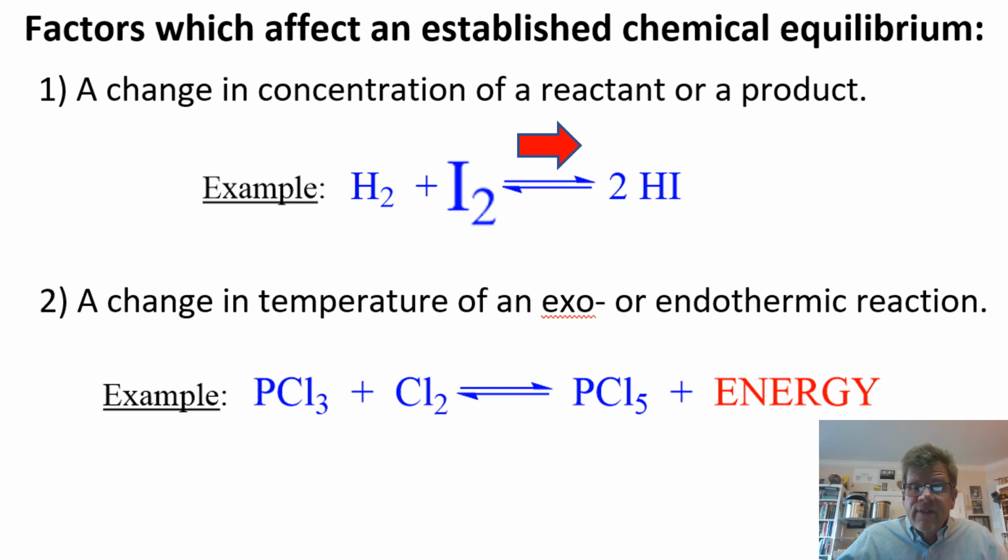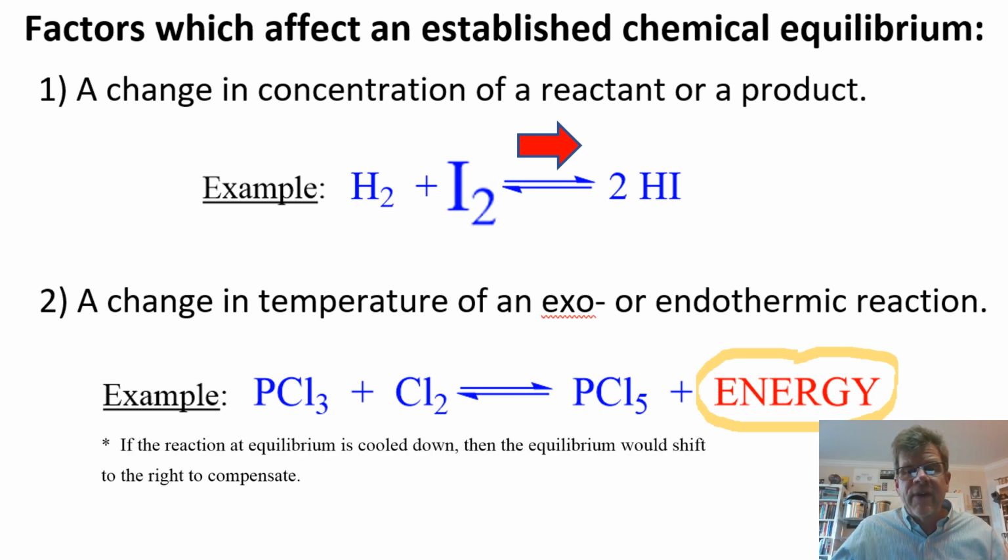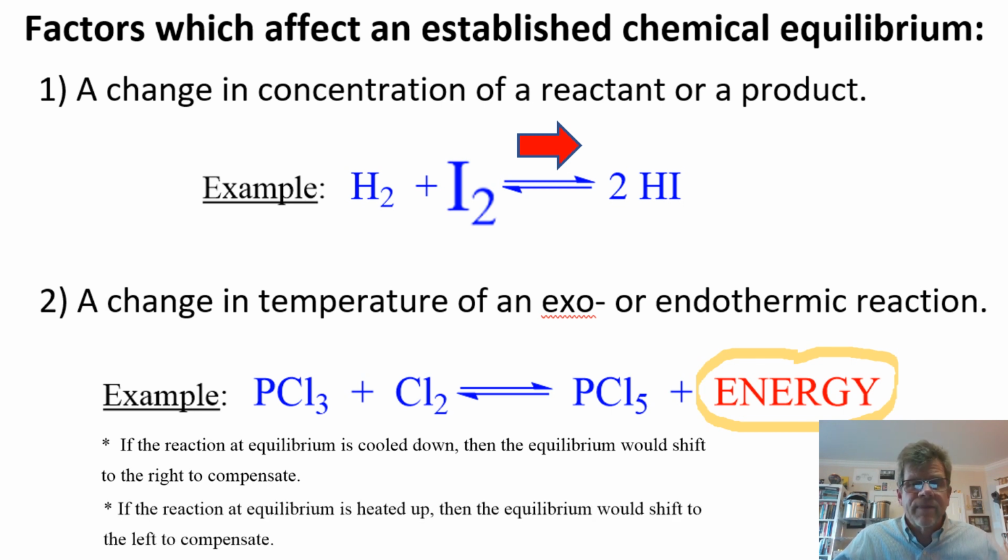Well, let's take a look at what part of our product profile is this energy we see here in the form of heat. We have heat energy, so what if we took this energy away? Essentially, what if we cooled this reaction vessel down in an ice water bath? That would take away that amount of energy. So if the reaction at equilibrium is cooled down, then the equilibrium would shift to the right towards products to compensate.